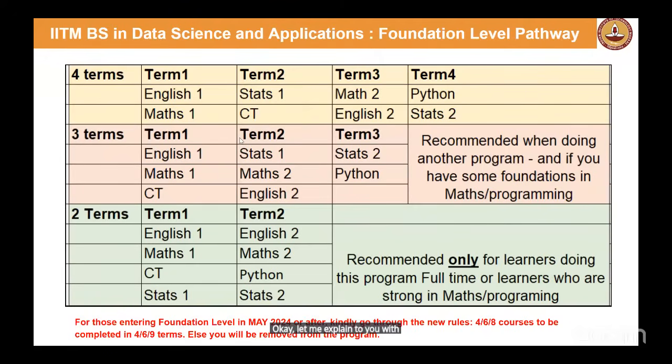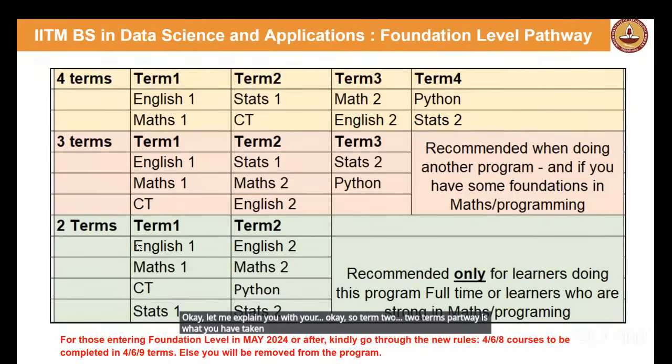Two-term pathway is what you have taken. Correct. First 4 courses you have registered now. 2 courses, say for instance, English and Maths one, you're going to drop. Right? So in the next term registration, you will have an option to register for only 4 courses. The 4 courses that will be visible to you will be English one, Maths one, and say if you have passed CT and Stats one, then Python and Stats 2 will be visible to you during the registration window.